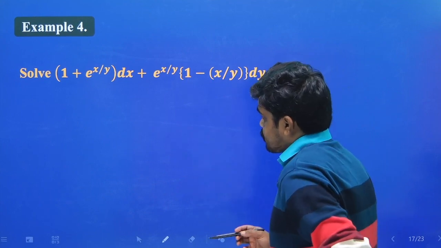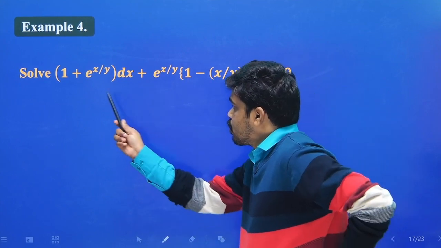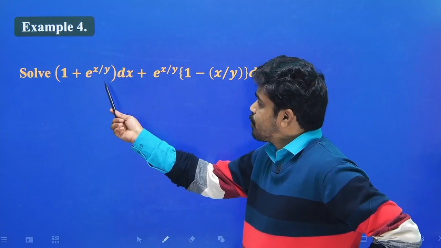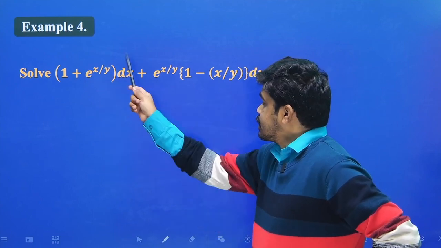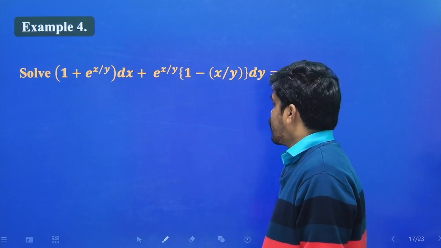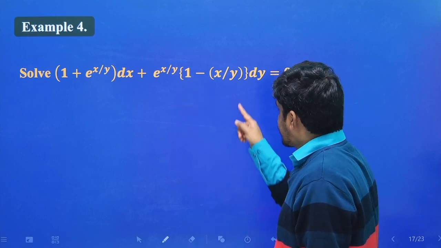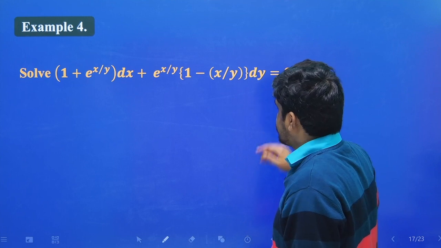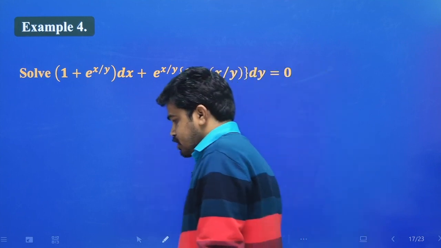So note this, solve 1 plus e to the power x by y into dx plus e to the power x by y into 1 minus x by y into dy is equal to 0. So note this question.